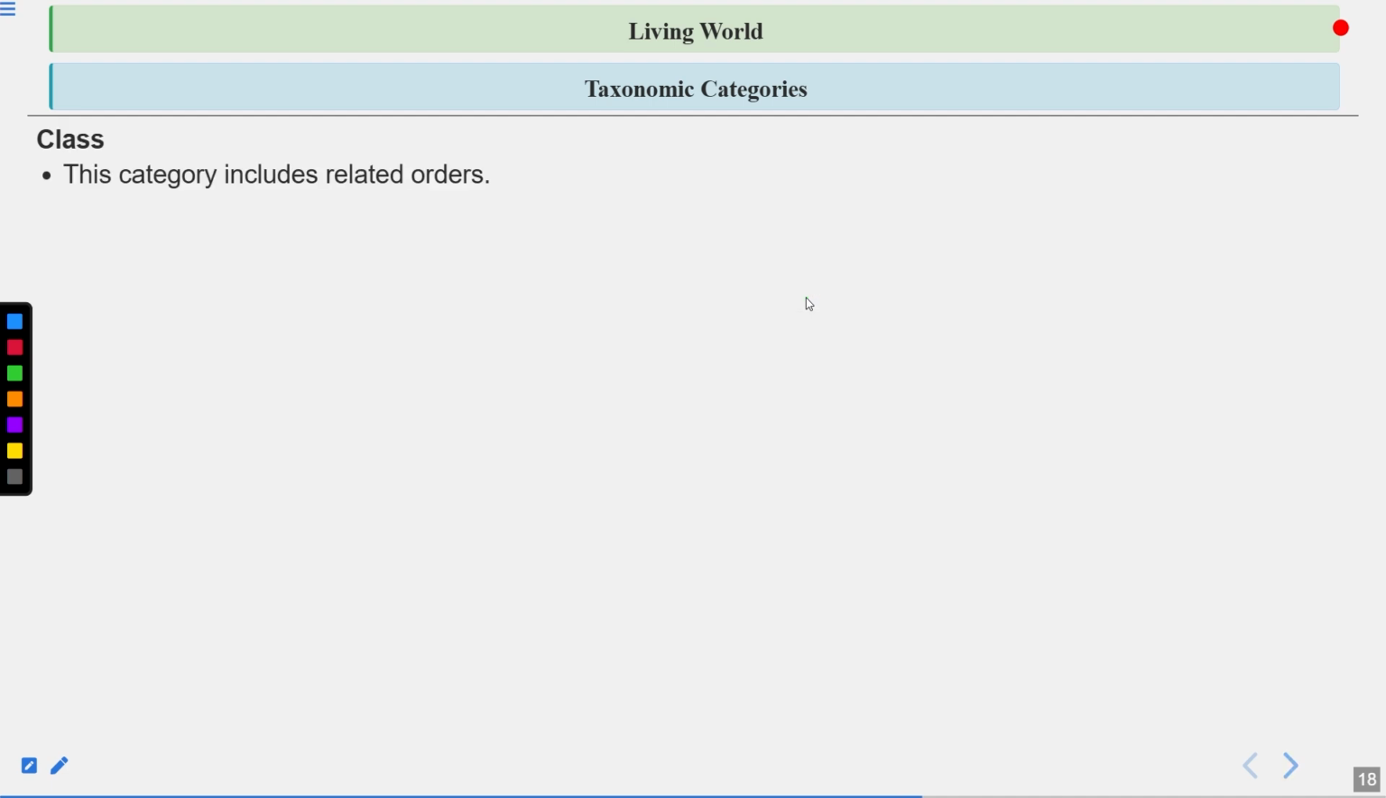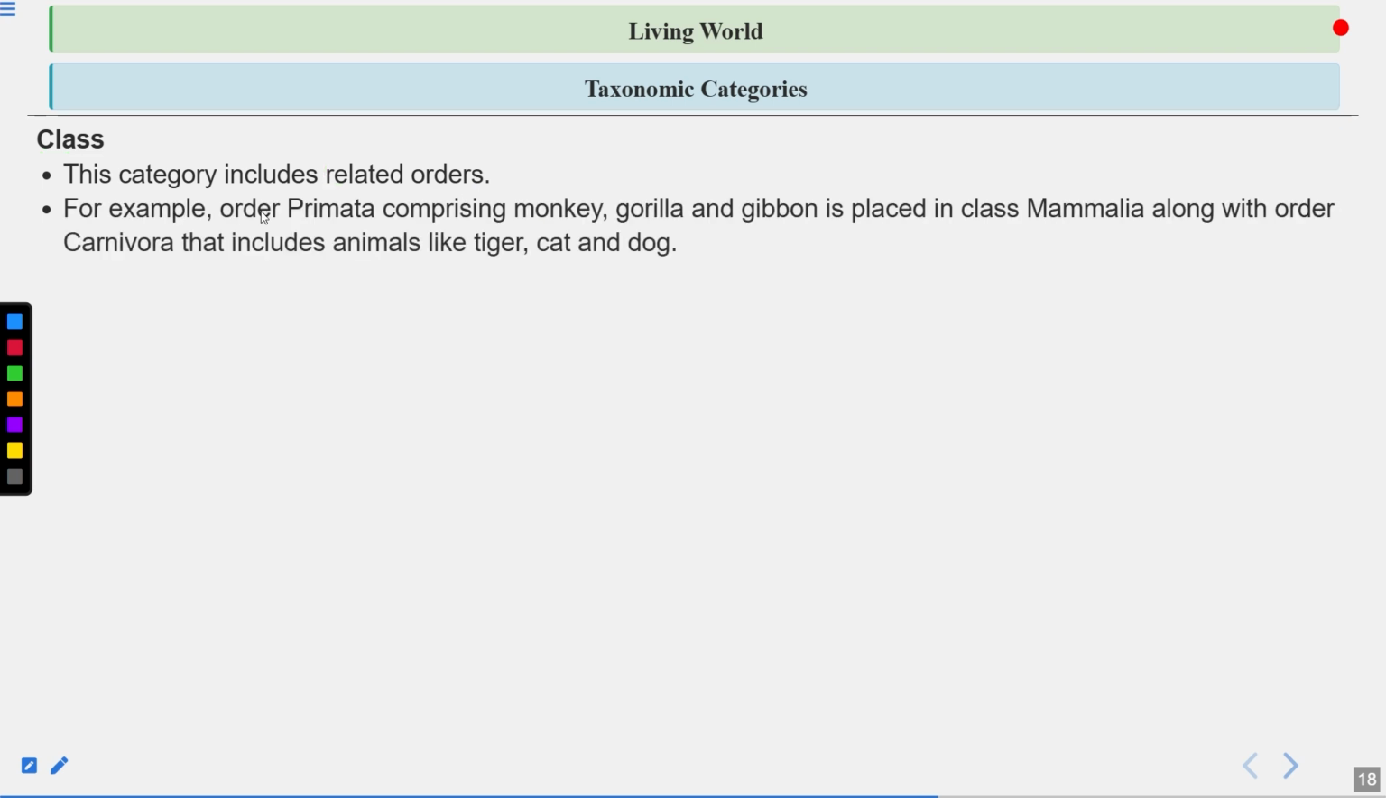Now, this category includes related orders. Let's talk about the class now. What is class? Class includes related orders, meaning it is an assemblage of related orders. For example, order Primata, comprising monkey, gorilla, gibbon, is placed in class Mammalia, along with the order Carnivora that includes animals like tiger, cat and dog.